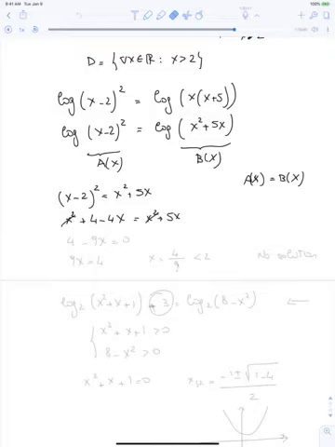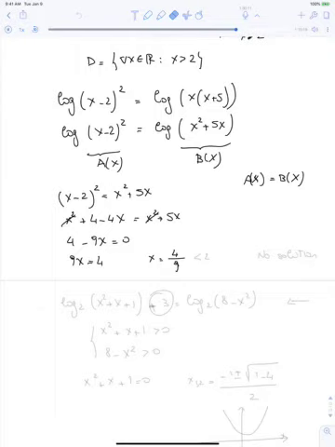X squared and x squared go away. So now we're left with 4 minus 9x equals 0, which is 9x equal 4, which means that x is equal to 4 divided by 9. Now, 4 divided by 9 is the solution of the quadratic equation that we obtain after we switch from the logarithmic equation to the quadratic equation.